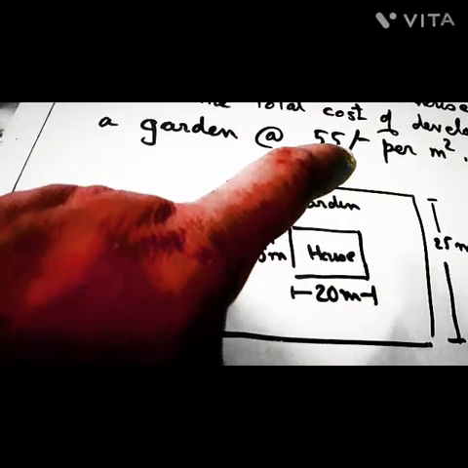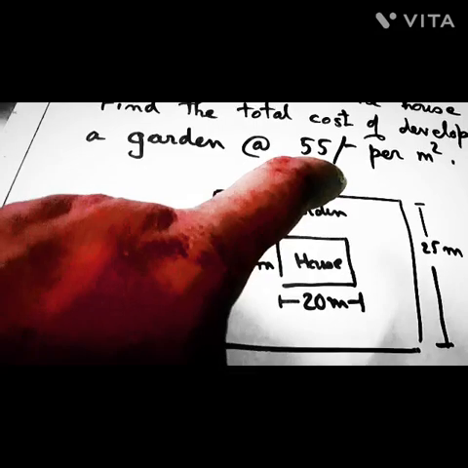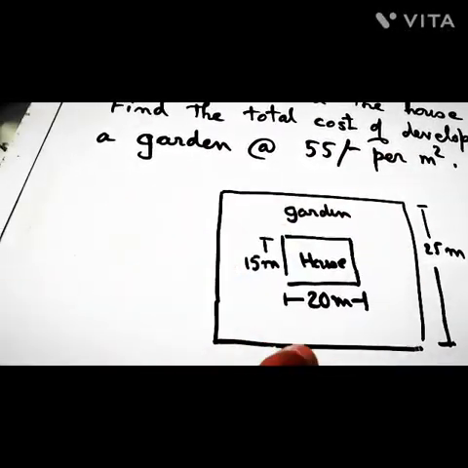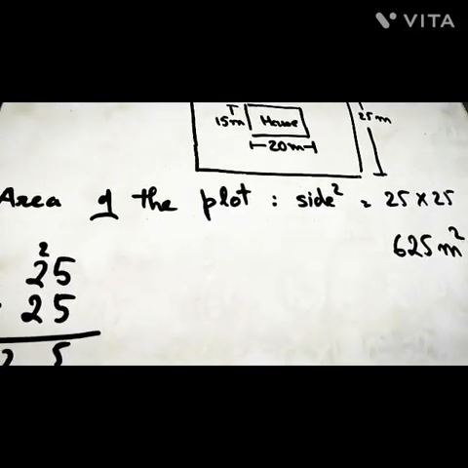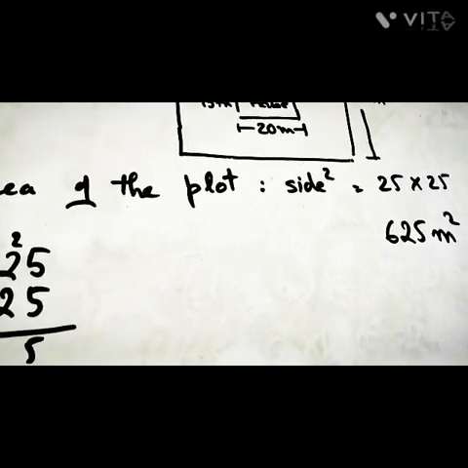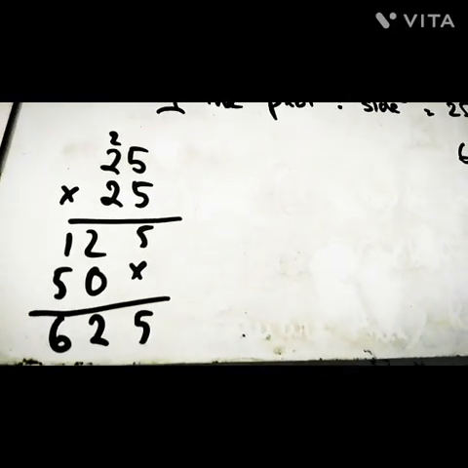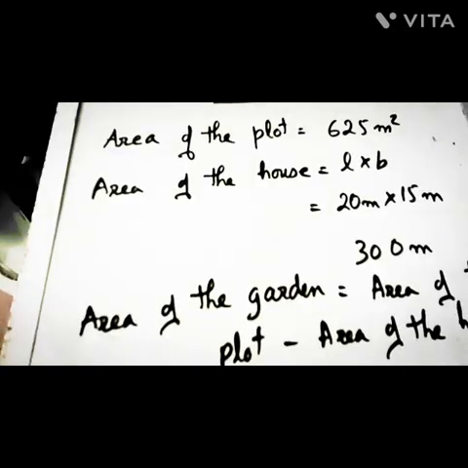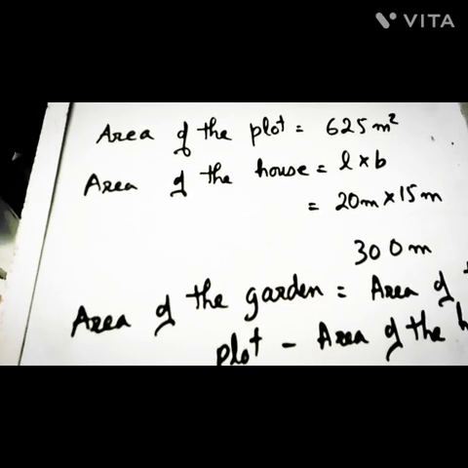Now we'll be using unitary method to solve the problem, wherein 55 rupees per meter square. So the total area of the garden would be what? So let us do it. So first step, area of the plot. It's a square plot, so area is side square. 25 into 25, that is 625. We can do it by long multiplication, 625. So area of the plot, 625 meters square. That we have already found out.